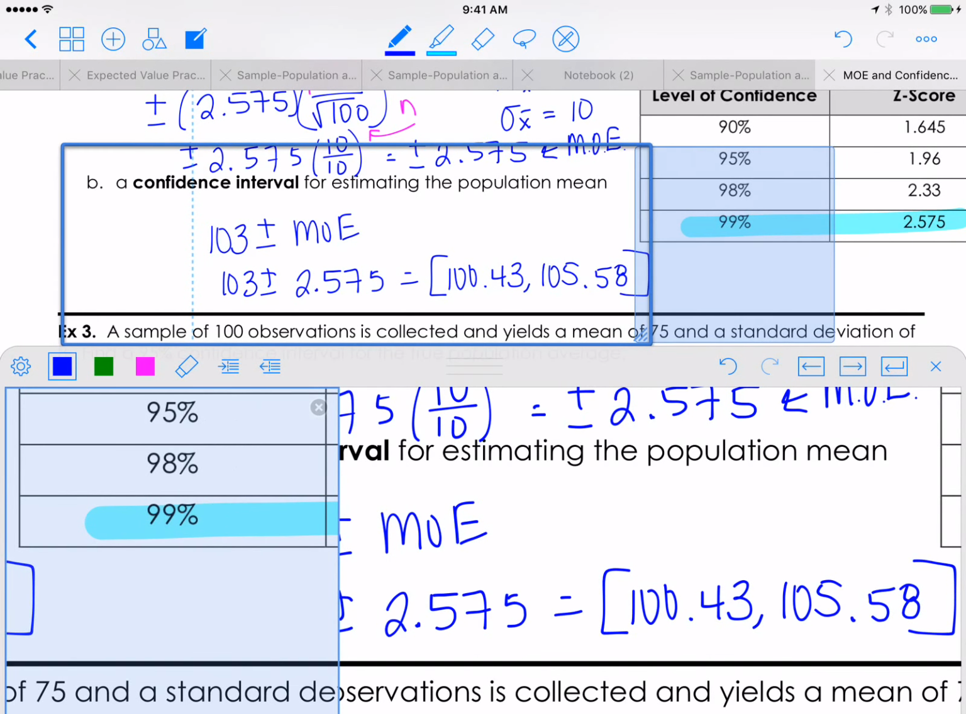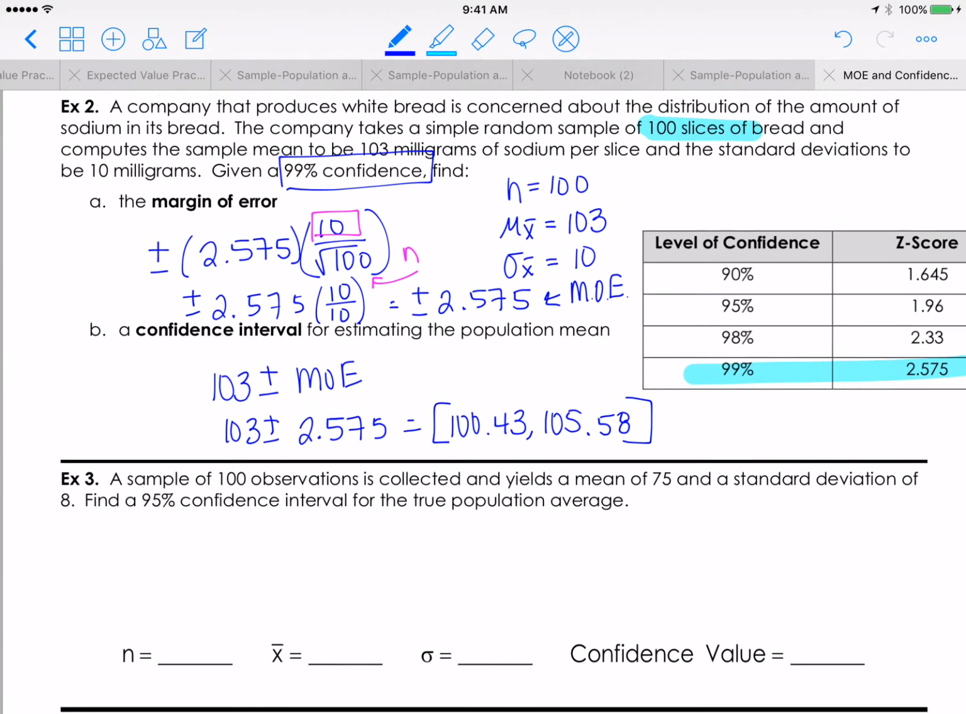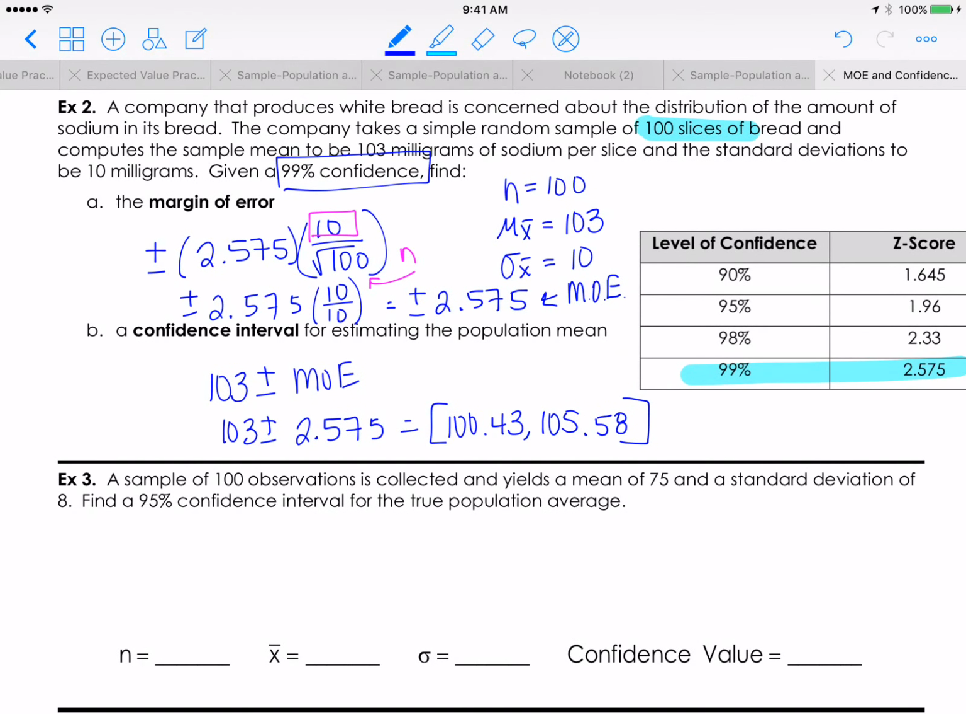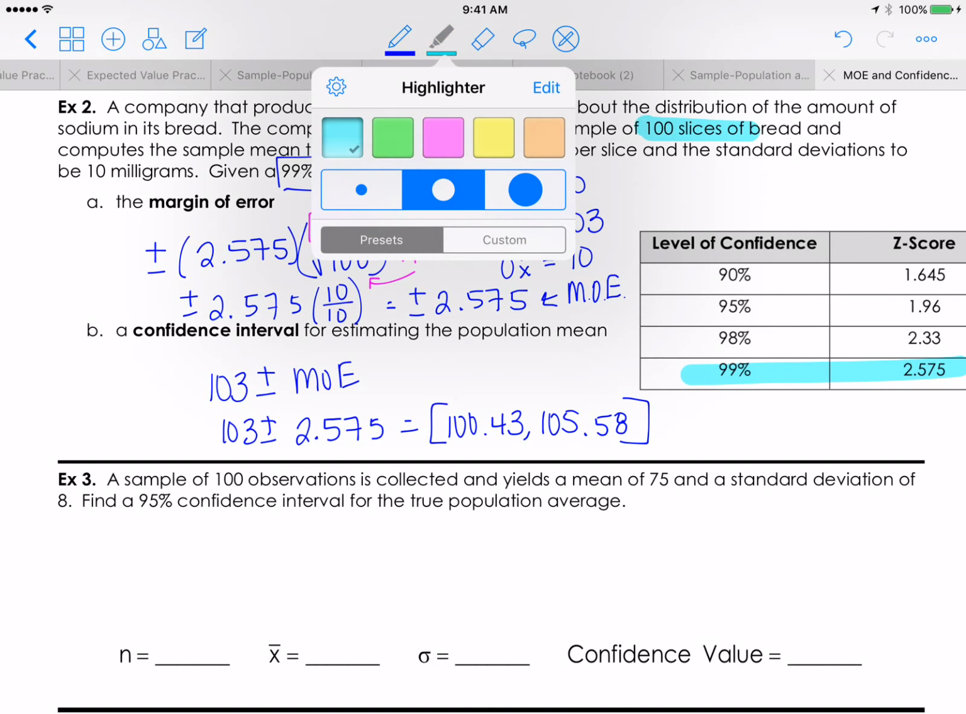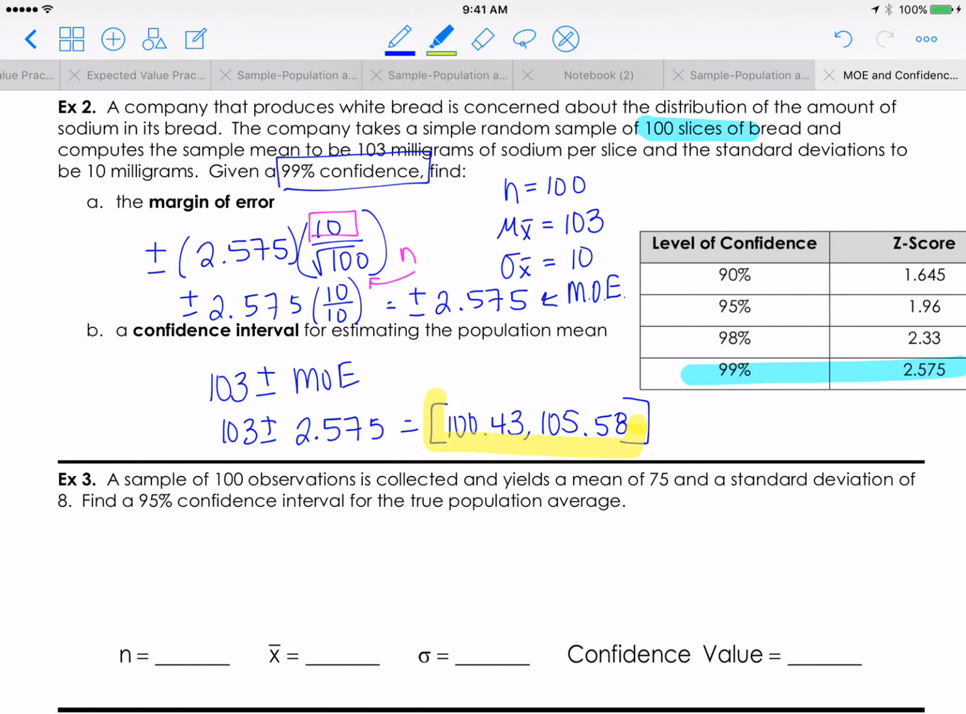We are saying that we are 99% confident that our population mean is going to be somewhere between 100.43 and 105.58. So that's the whole idea of a confidence interval. That's the whole idea of your margin of error. It gives you some room for error.